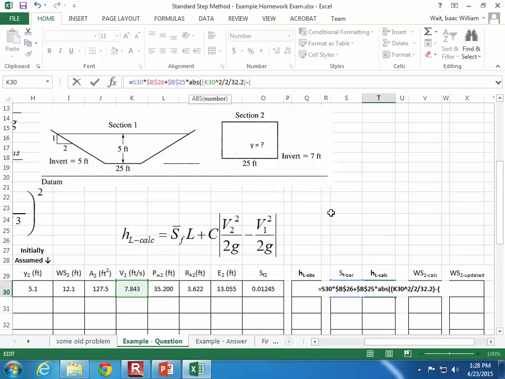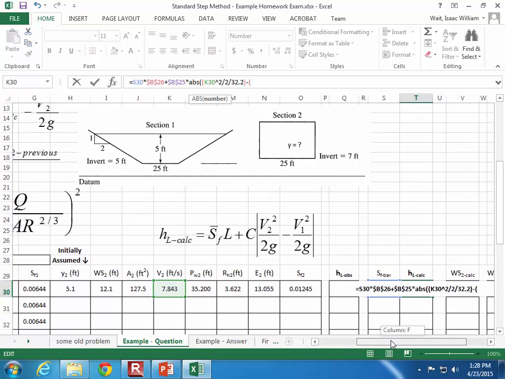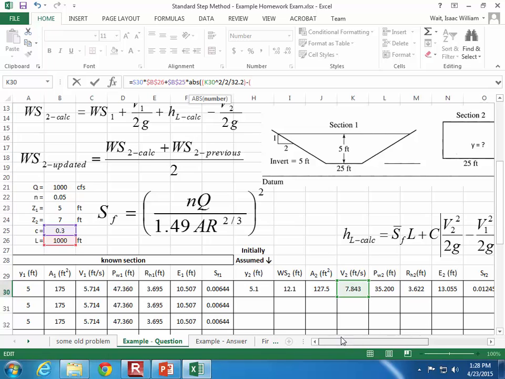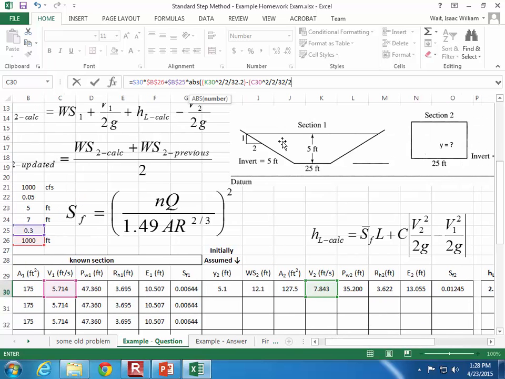All right, so now I need to have the velocity head at 1. So start off with the velocity at 1, squared, divided by 2 divided by 32.2. It did the same thing.